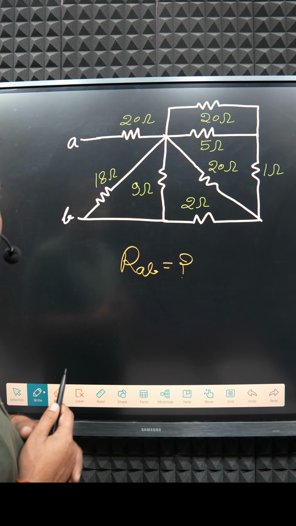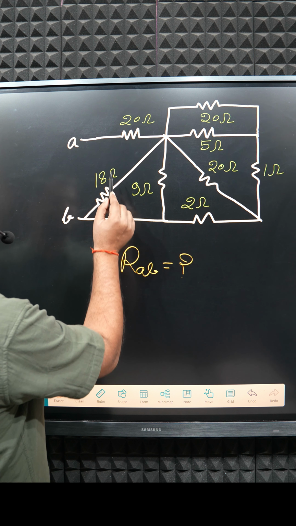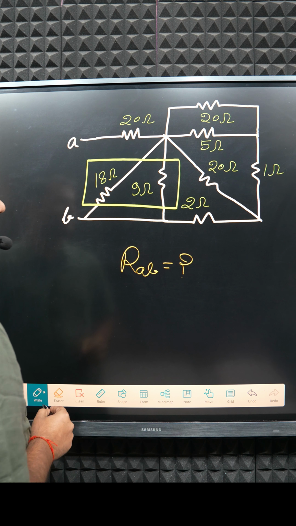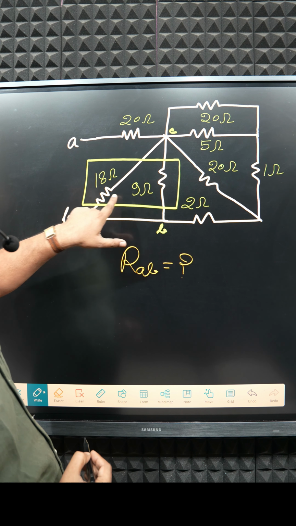Okay, look here. If you see, these two look like parallel. Why? Because if this one is the C point, then that point is also C, and this one is B and this one is also B. Clear? So these two are parallel. Now, what about the equivalent resistance?